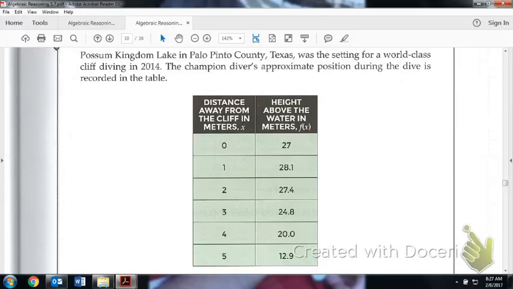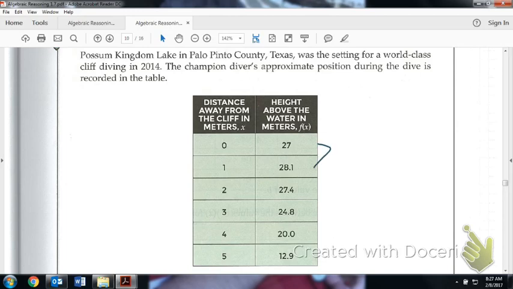All right, example 3. This is example 3 on chapter 1.7. Possum Kingdom Lake in Palo Pinto County, Texas was the setting for world-class cliff diving in 2014. The champion diver's approximate position during the dive is recorded in the table below. So distance away from the cliff and height above the water. So here we go. Start finding our differences.